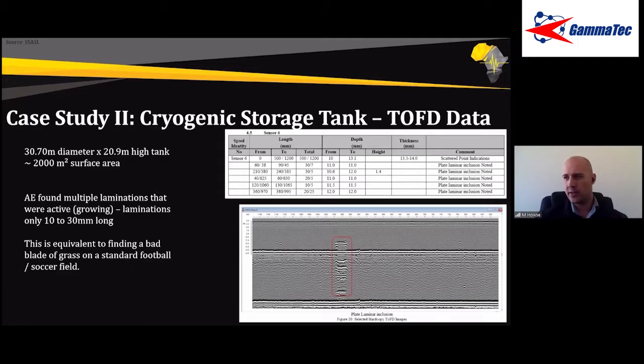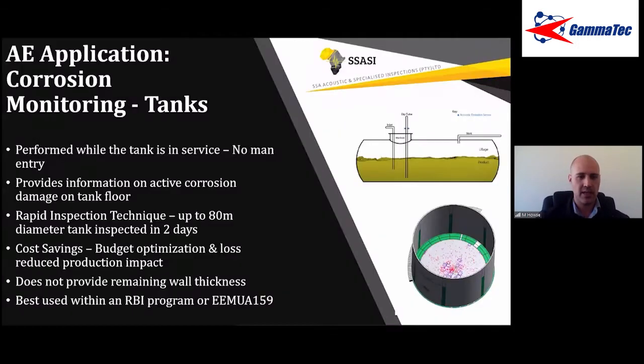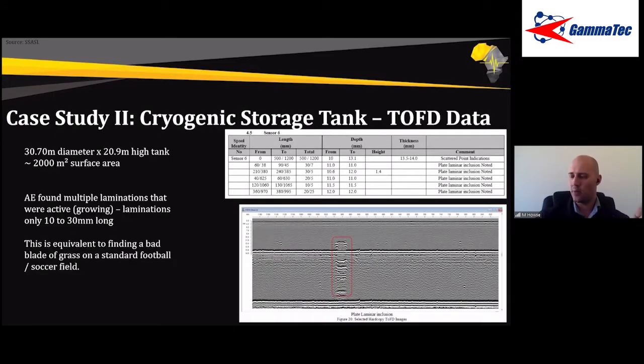So if you have a look at this vessel, we inspected in about 6 days total. And you have 2,000 meters squared of surface area to scan. That was done in 6 days. And we found laminations 10 to 30 millimeters long. So that is equivalent of finding a blade of grass on a standard football field. So it's very quick, very effective for detecting active defects. Now, a thing to note here, there were other cracks in this vessel that we were monitoring more closely, and those were latent, so they didn't propagate. AE data didn't show it.